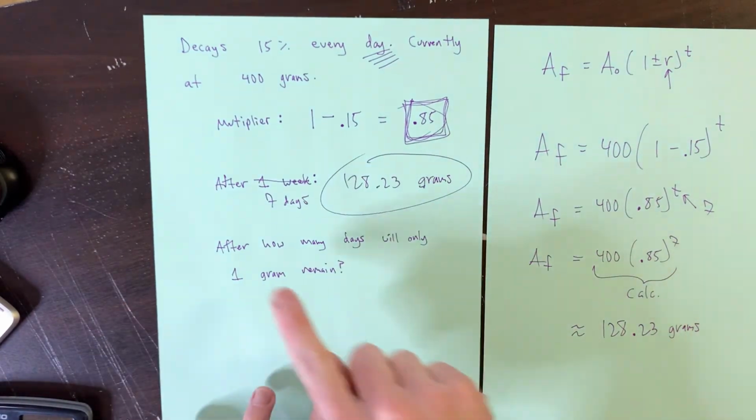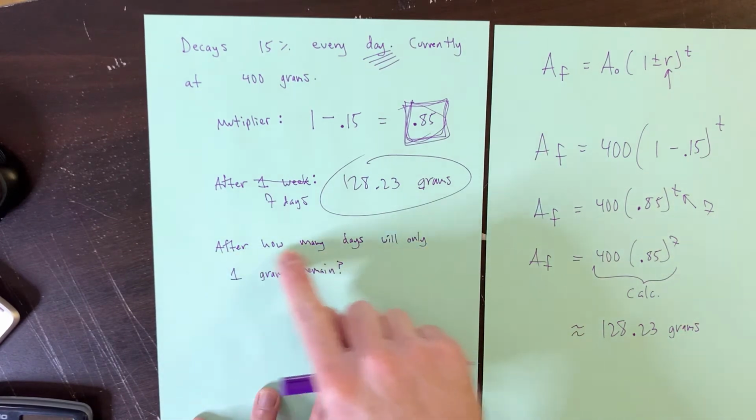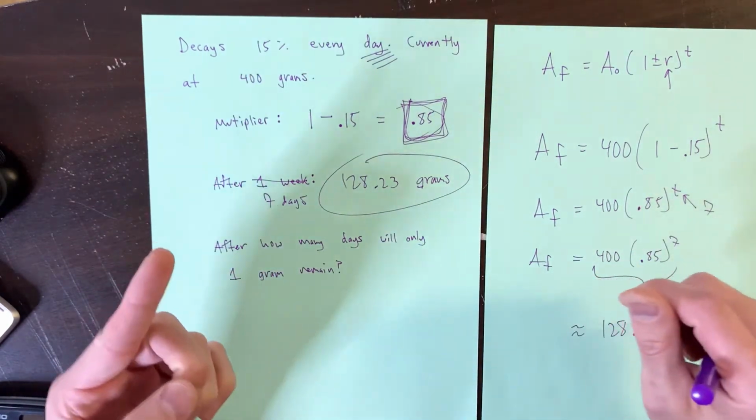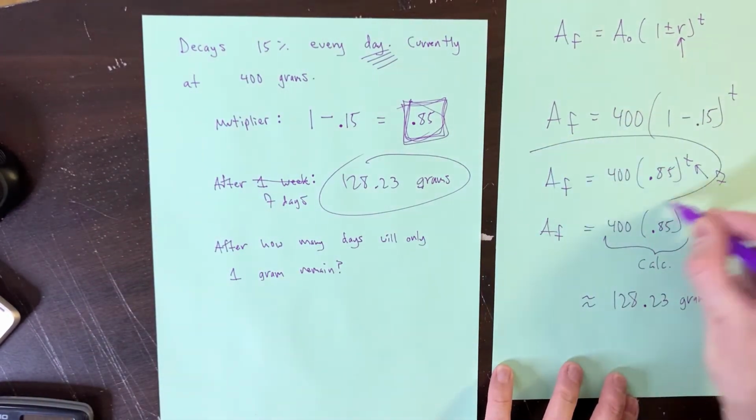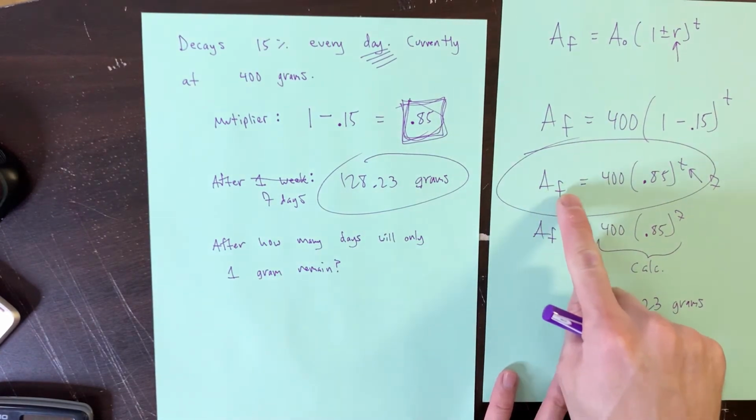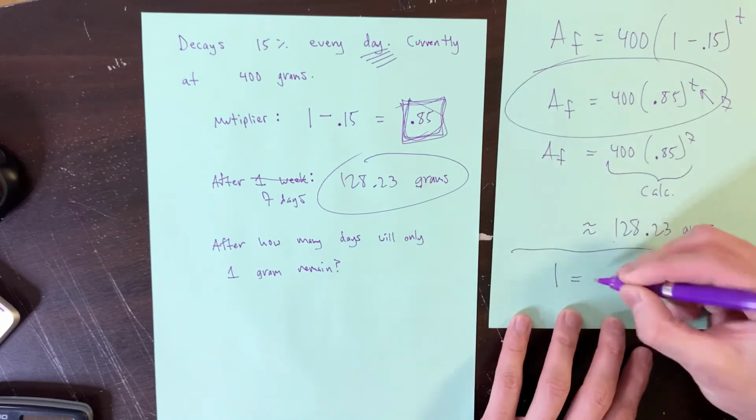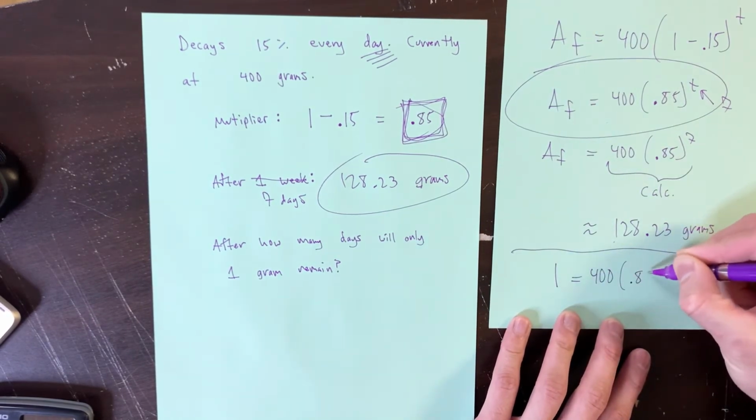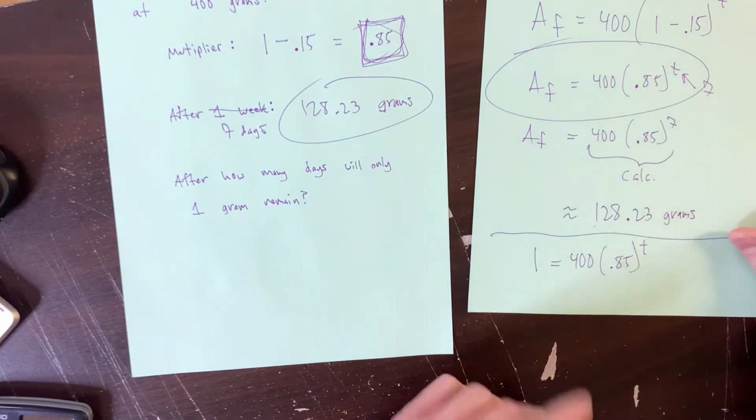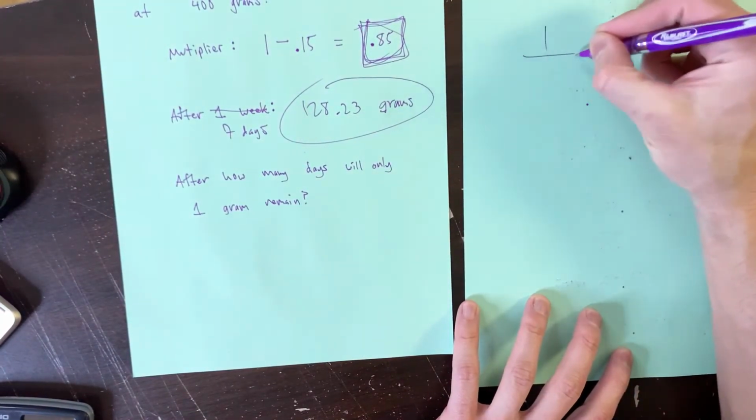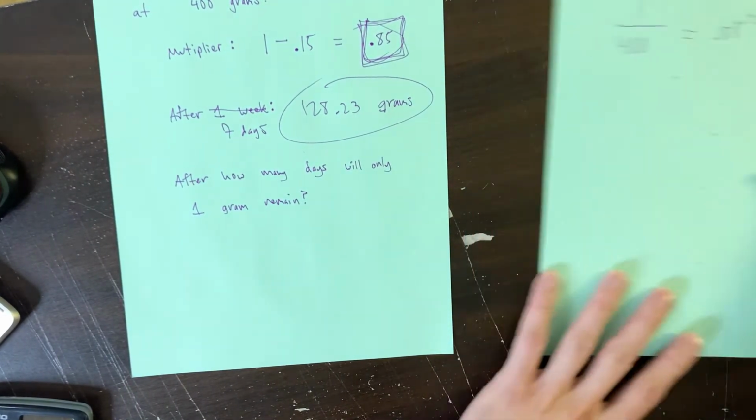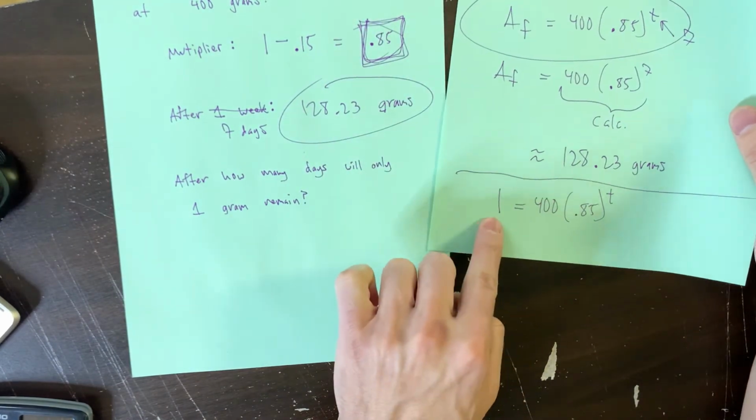Now, the last part. After how many days will only 1 gram remain? So how much time before 400 becomes 1? So in order to do that, we're going to use the same equation, but we're going to put 1 gram in for the final amount. So it would be 1 equals 400 times 0.85 to the power of t. So I'm going to divide both sides by 400. I'll do it on the other side of this paper. So it'll be 1 over 400 equals 0.85 to the power of t. Because I divided by 400, that'd be gone.